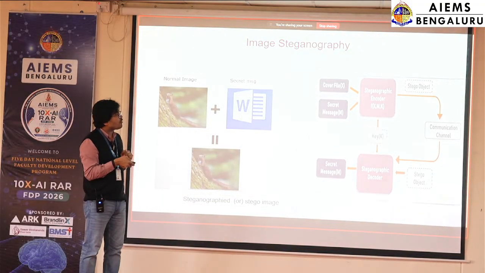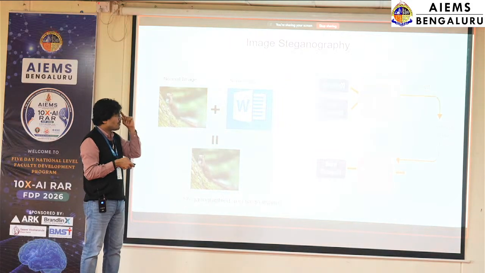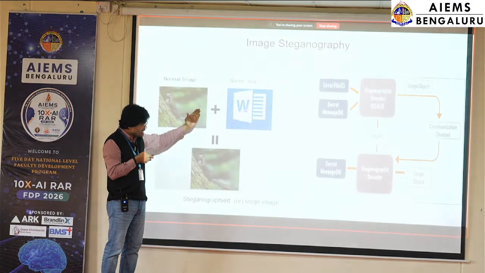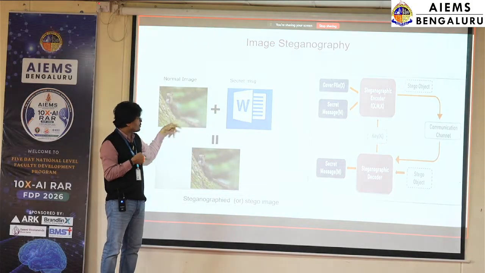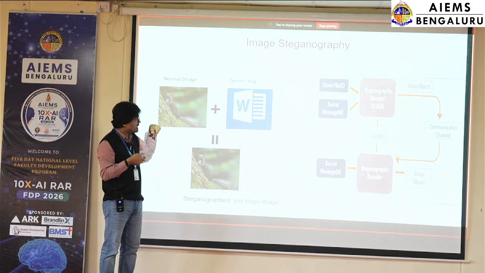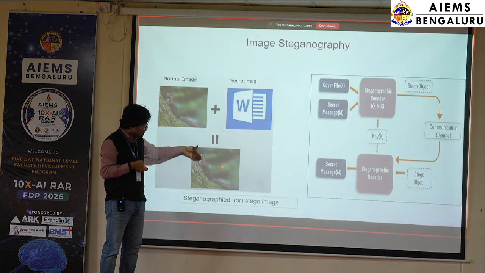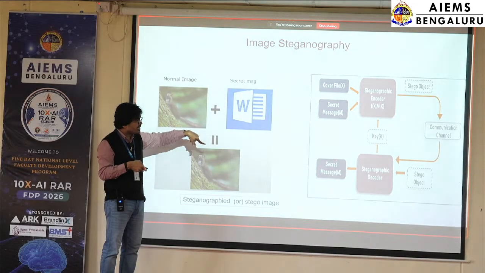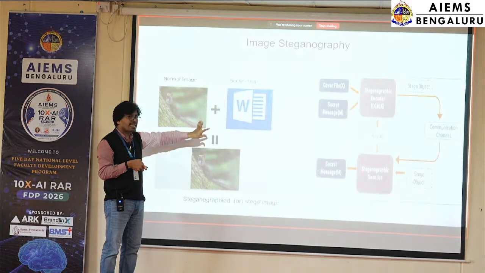For that, we can go for one more mechanism called the key concept, which we can simply call a password. We have the same concept: a normal image and a secret message. Additionally, we use a key, or password. Taking a normal image plus secret message plus the key, we create a stego image. Once we enter the password, we get the output, the secret message.